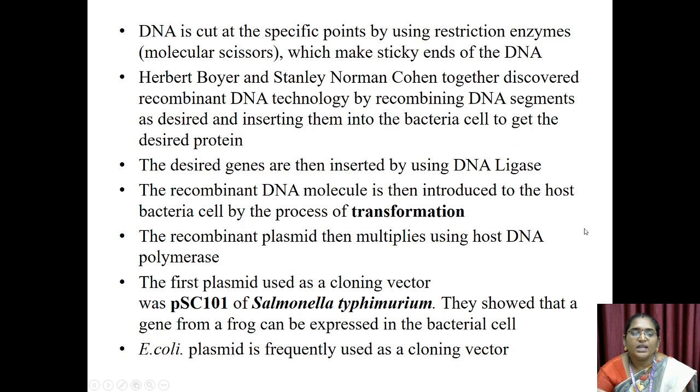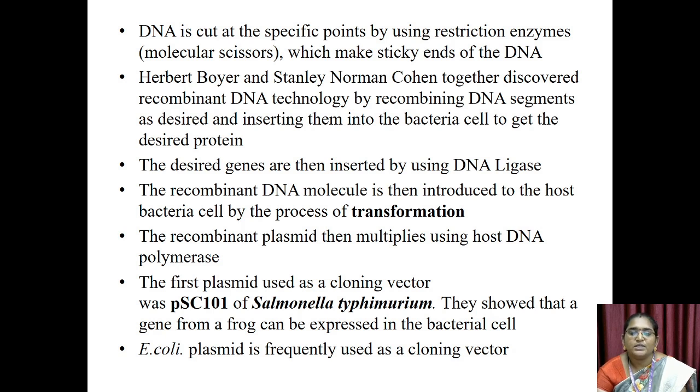The recombinant DNA molecule is then introduced to the host bacterial cell by the process of transformation. The recombinant plasmid then multiplies using host DNA polymerase. First plasmid used as a cloning vector was pSC101 of Salmonella typhimurium. They showed that a gene from a frog can be expressed in the bacterial cell.